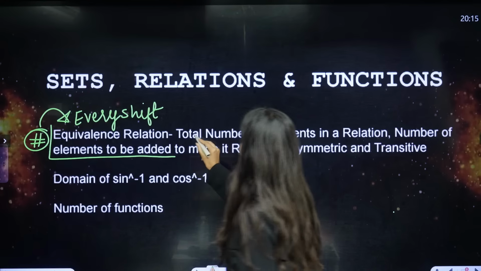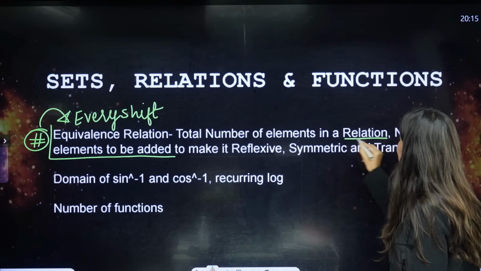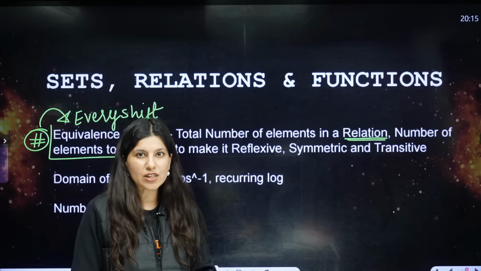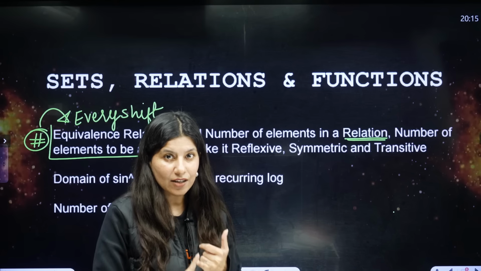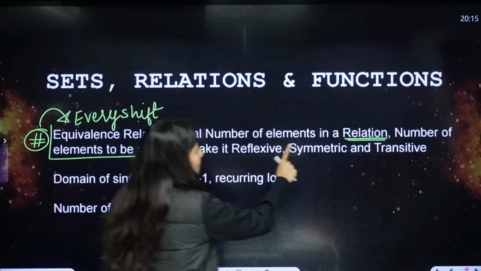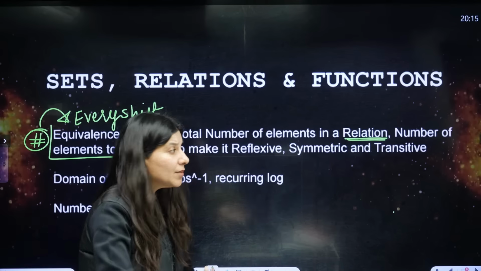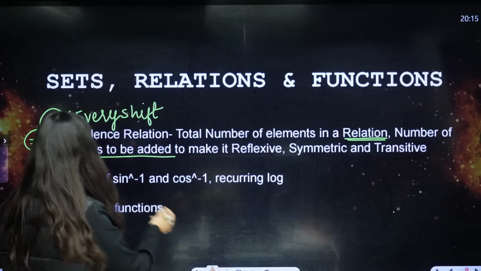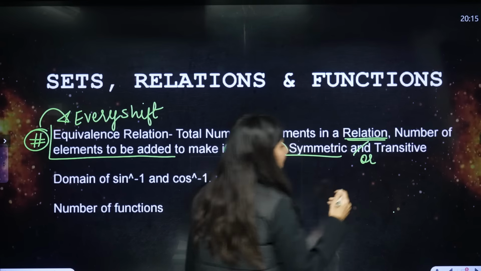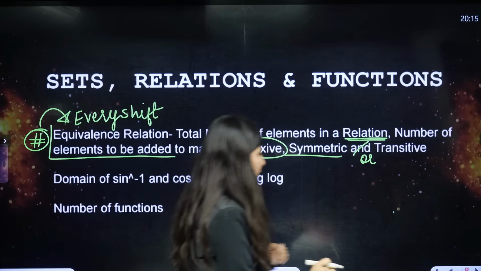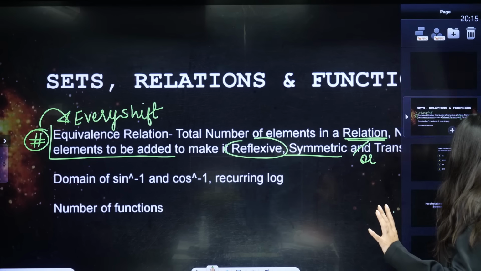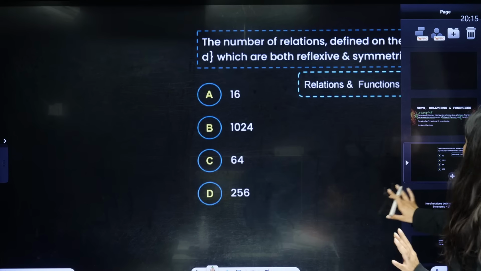They ask you the total number of elements in a relation. It is an easy question, trust me. It is not a very tricky question. It is absolutely easy on calculation and on your thinking also. Find the total number of elements in a relation, or the total number of elements to be added to make it reflexive, symmetric or transitive. That depends on the question. I will show you this kind of question, which we can see in almost every shift.